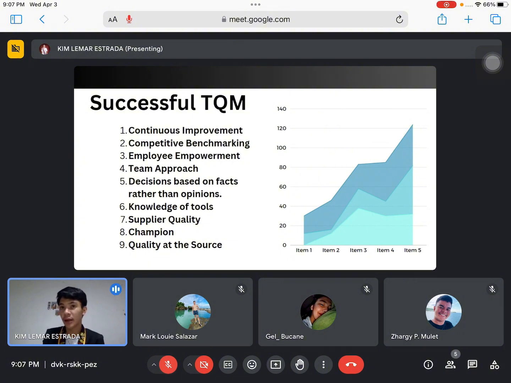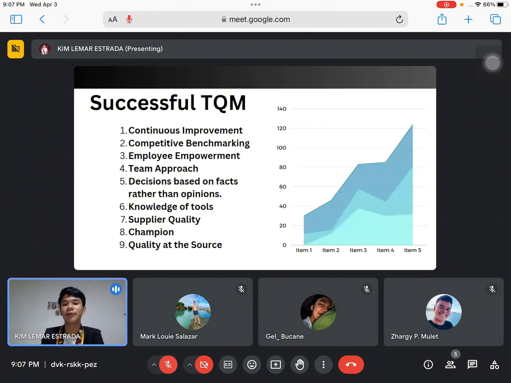Fourth, team approach. Team approach is very important, especially in problem solving. Team approach is easier in problem solving because you brainstorm to solve the specific problem. That is the main objective of the team approach.